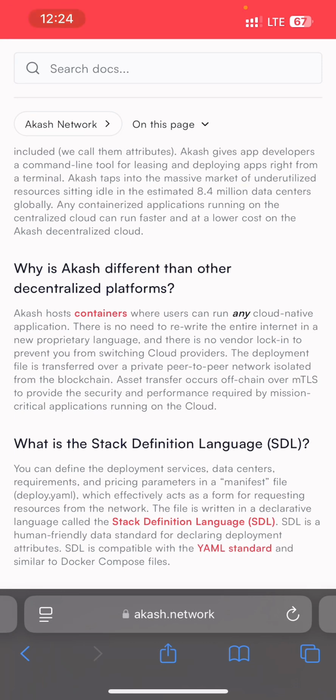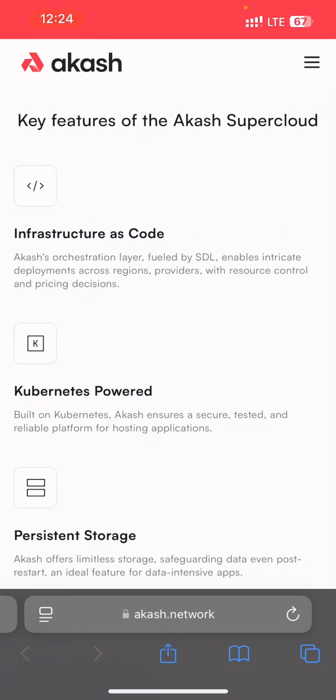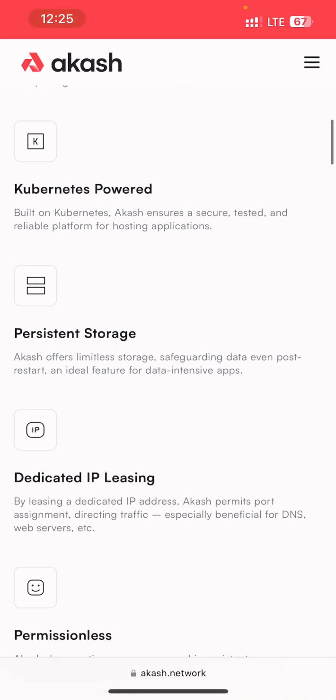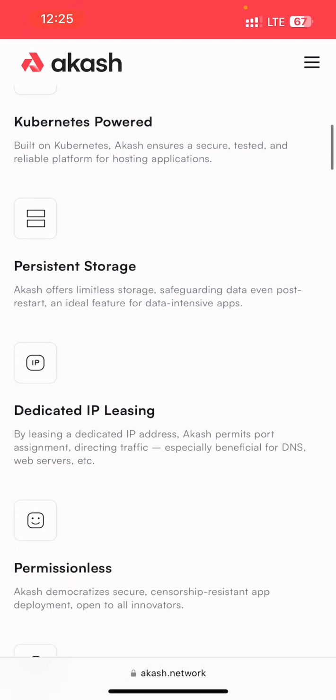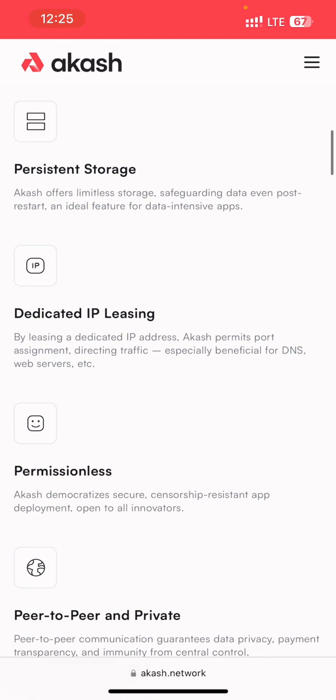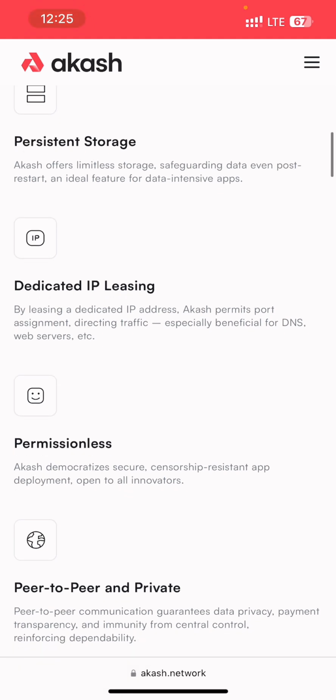And guys, I also want to be talking about the key features of Akash SuperCloud. Yeah, it's infrastructure as code. It's Kubernetes powered, and it has persistent storage. It's also dedicated to IP leasing, and it's permissionless, and it's also peer-to-peer and private. So it promotes peer-to-peer communication, guaranteed data privacy, payment transparency, and immunity from central control, reinforcement, dependability. What other projects are you looking for?